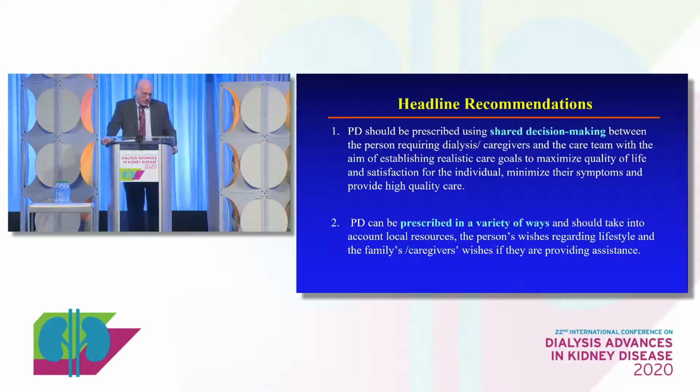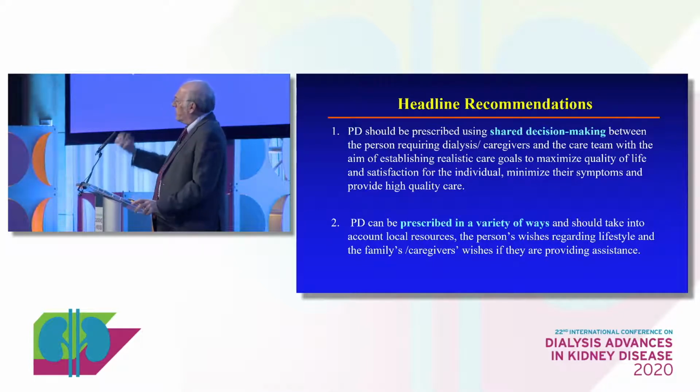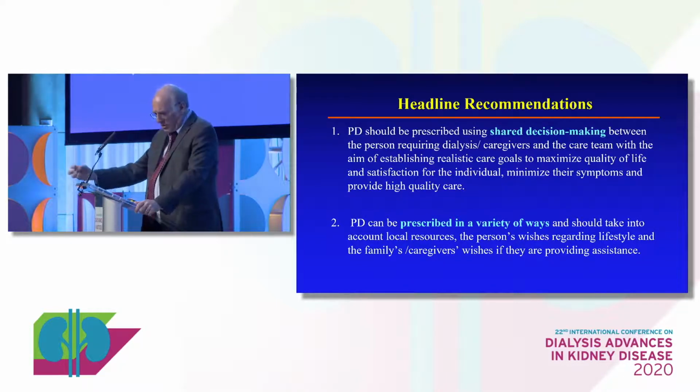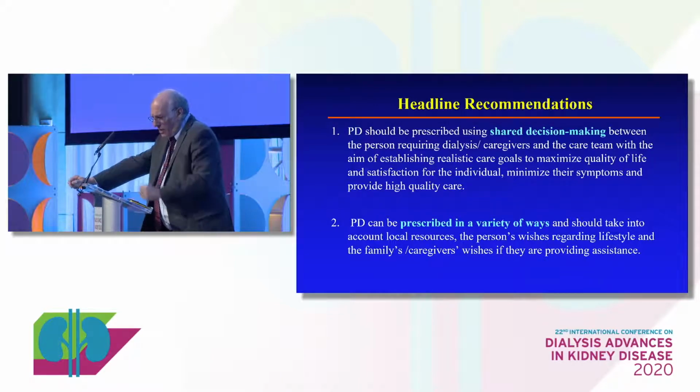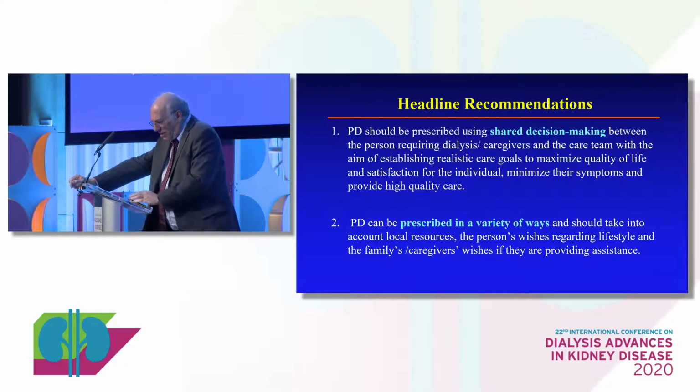So the headline recommendations. PD should be prescribed using shared decision-making between the person requiring dialysis and the care team. By the way, we're getting away from the concept of patients and moving to person-centered care. We're talking about people performing peritoneal dialysis rather than peritoneal dialysis patients. Patients don't want to be defined as such just because they perform peritoneal dialysis. PD can be prescribed in a variety of ways, should take into account local resources, the person's wishes regarding lifestyle, and the family and caregiver's wishes if they are providing assistance.